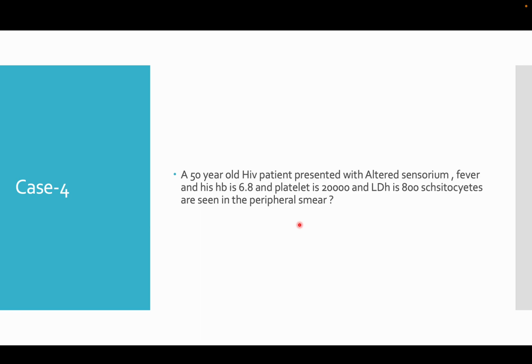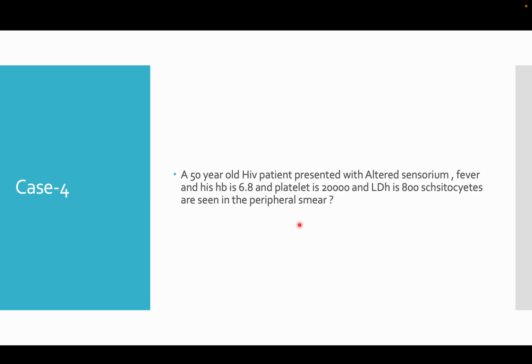So TTP can be congenital or acquired. Congenital TTP is due to congenital mutation in ADAMTS13. What is the pathology behind ADAMTS13? It explains why there is altered sensorium and microthrombi. Generally ADAMTS13 breaks down the multimers of von Willebrand factor so that there won't be excessive coagulation. If there is a defect in that, it causes excessive thrombi formation.